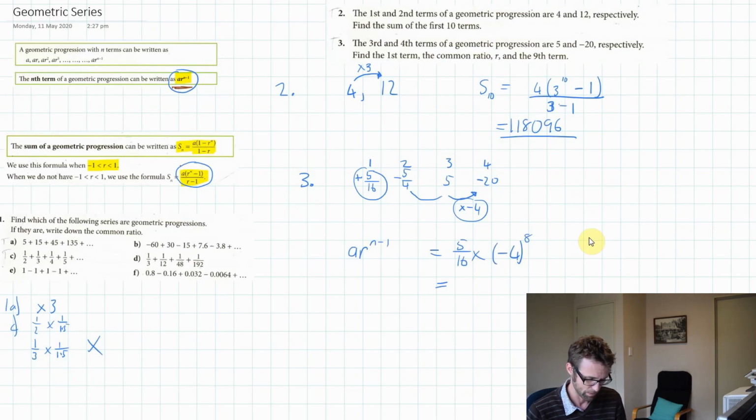Alright, now chuck this into your calculator. Okay, so it's going to be -4, put that to the power of 8. And I'm getting 20,480.